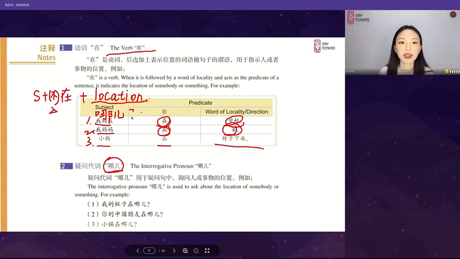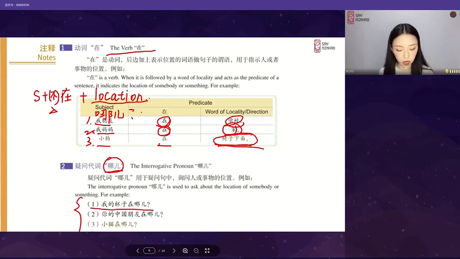Last one. 小狗在椅子下面. 小狗 is the subject, which means the dog, the puppy. 在 means be at somewhere. 椅子下面, 椅子 means chair, 下面 means under. So 椅子下面 is under the chair. It is the location. Now let's see the questions.